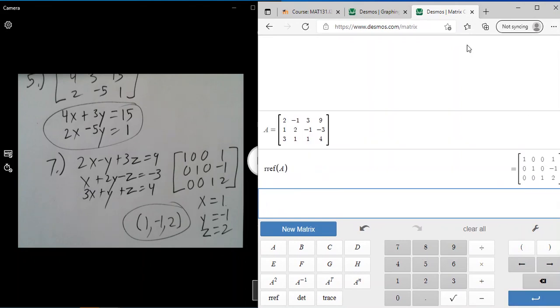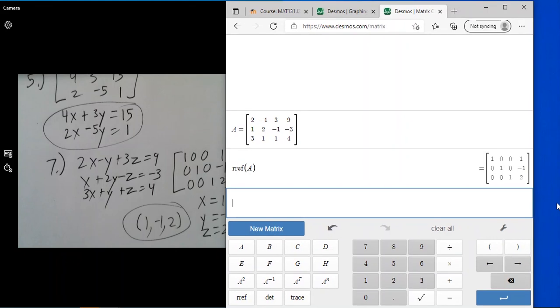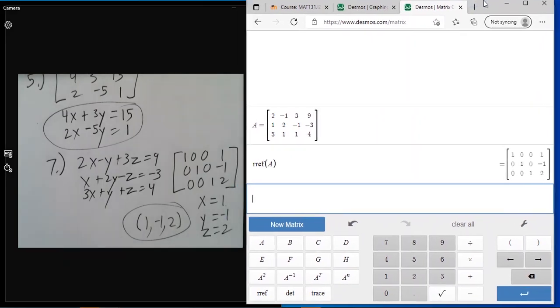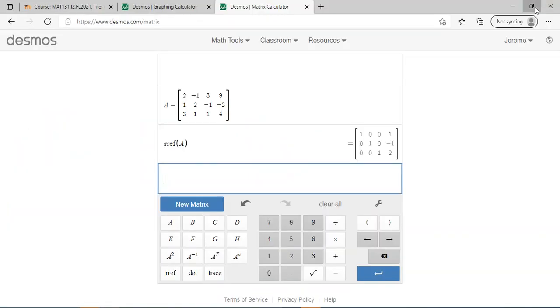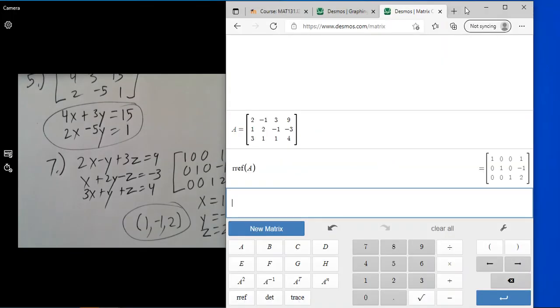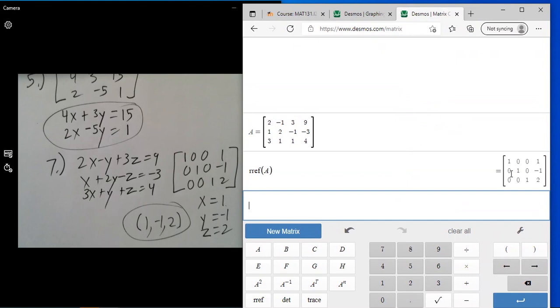Now, if you look at this matrix here, after it's reduced, it's the same as this matrix here. So this is how you could use your calculator to get the matrix answer. Does everyone follow that?